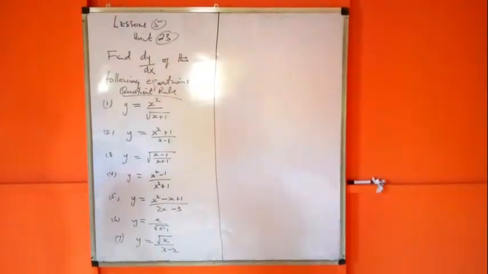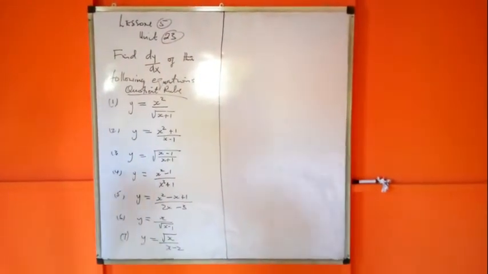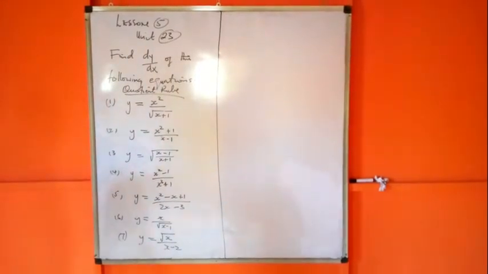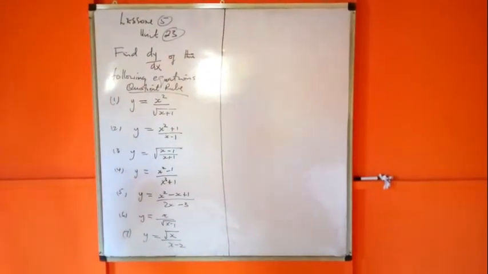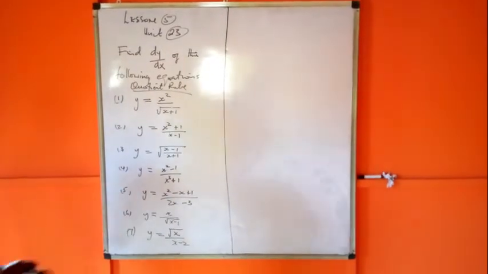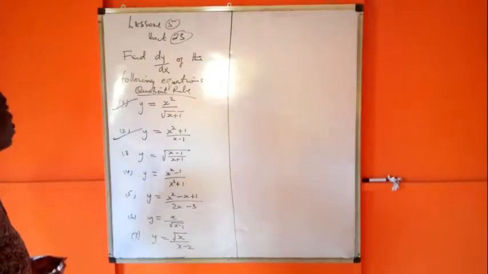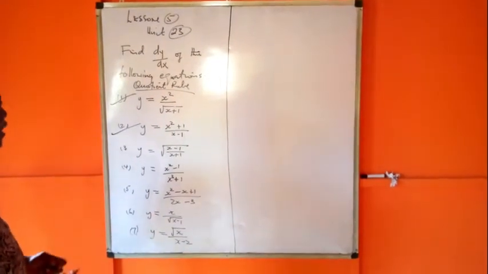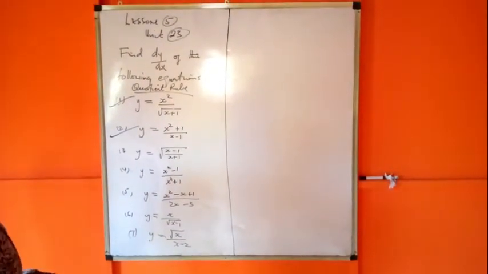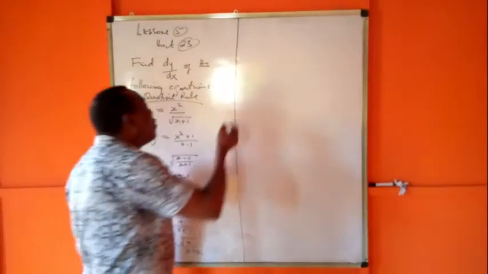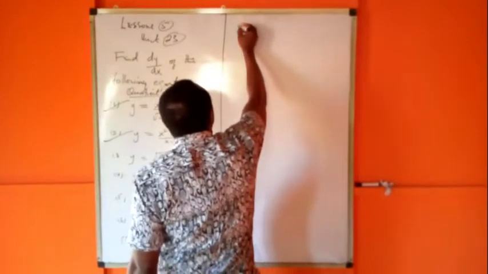6. y equals x all over root x minus 1. Then 7. y equals root x all over x minus 2. Well, for today, we'll try to see 1 and 2. And maybe in Unit 24, we will do the others. But by the guidelines, you can also try your hands. So, question number 1.